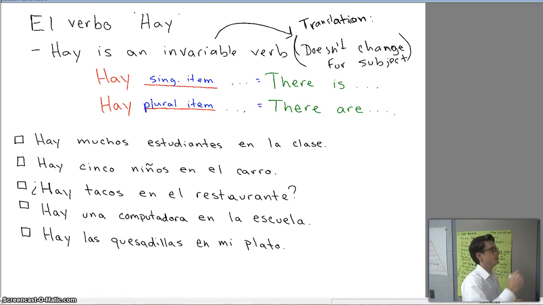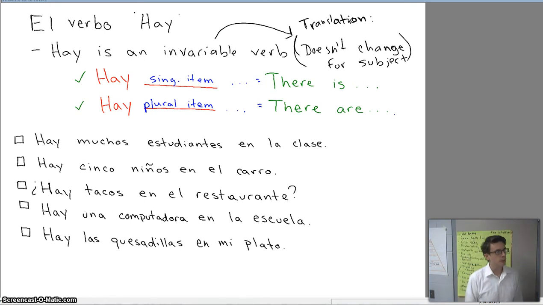And that's what this right here is showing you. If you have hay followed by a singular thing, a singular item, you will have the translation there is. If you have hay followed by a plural item, plural things, you will have the translation there are. Okay? So, I've given you some example sentences right here. There are 5 choices.